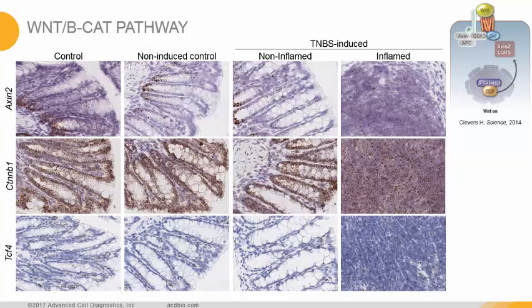In the control and non-inflamed colons, axin 2 expression was primarily detected at the base of the crypt, but also along the entire length of the crypt, as well as in the inflamed region. Beta-catenin was robustly detected throughout the entire crypt, as well as in the inflamed region. TCF4 was also detected throughout the entire crypt, as well as in the inflamed region, albeit at a lower level.